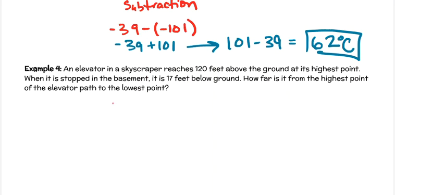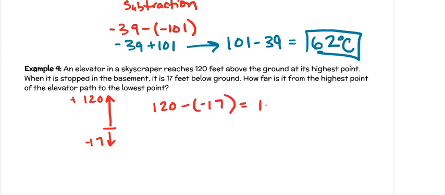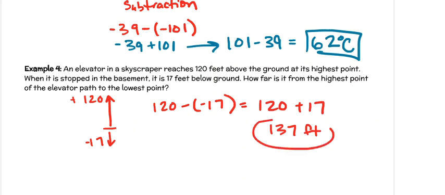So you are doing, how far is it? Even when you're looking at this visually, you're 120 feet above, right? And then you're negative 17 below, okay? So it's going to be 120 minus negative 17, which is 120 plus 17, and that is 137 feet.